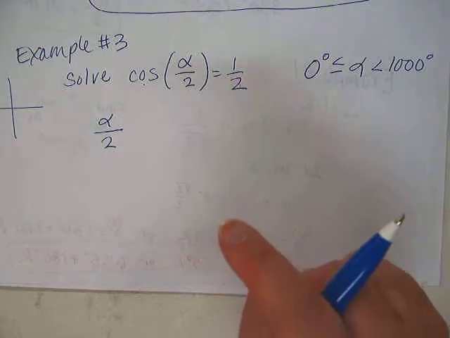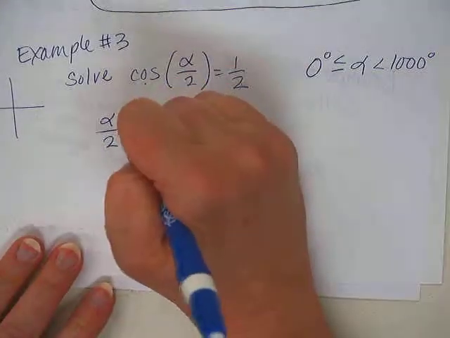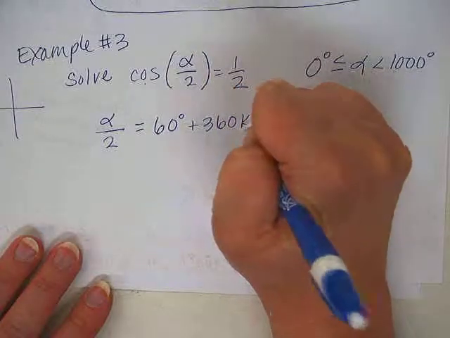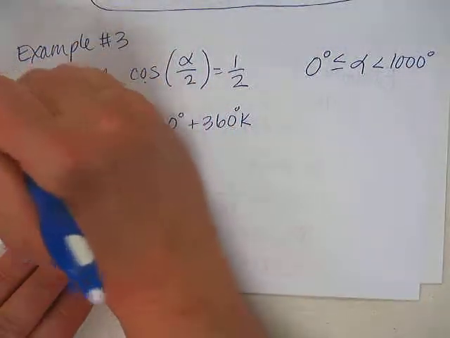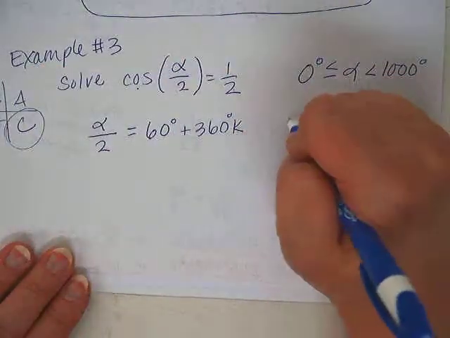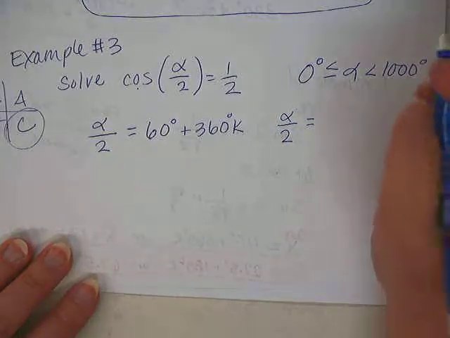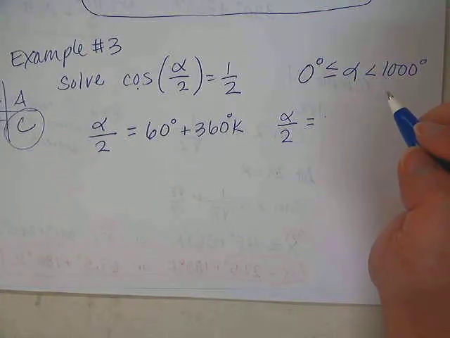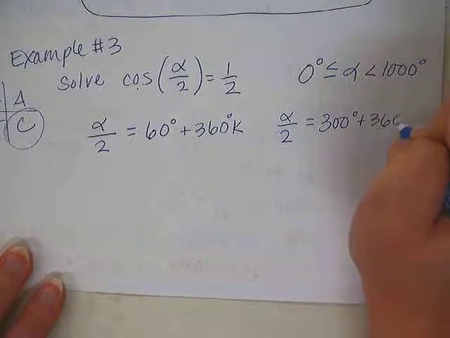Okay, so what reference angle is the cosine 1/2? 60-degree reference angle. So we're doing angles, degrees. So it's going to be 60 plus 360k, right? So that's quadrant 1. What other quadrant would it be? Quadrant 4 is where the other one is that cosine is positive. So alpha over 2 would equal, what angle would that be? If it's a 60-degree reference angle, you would take 360 and subtract 60. So 300.